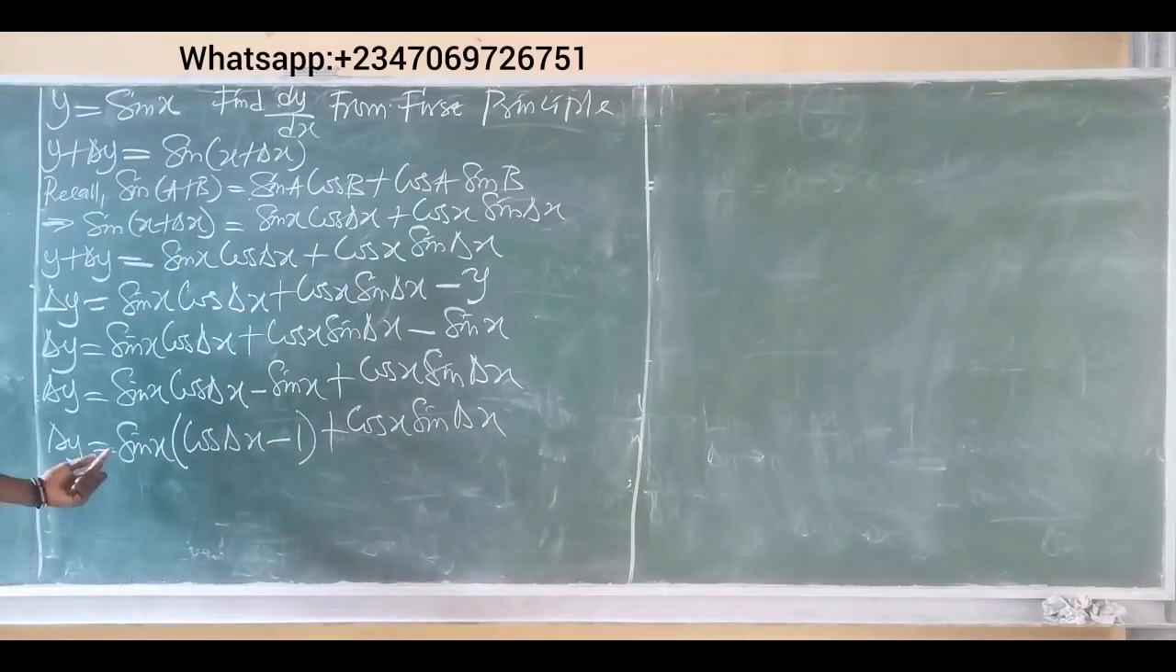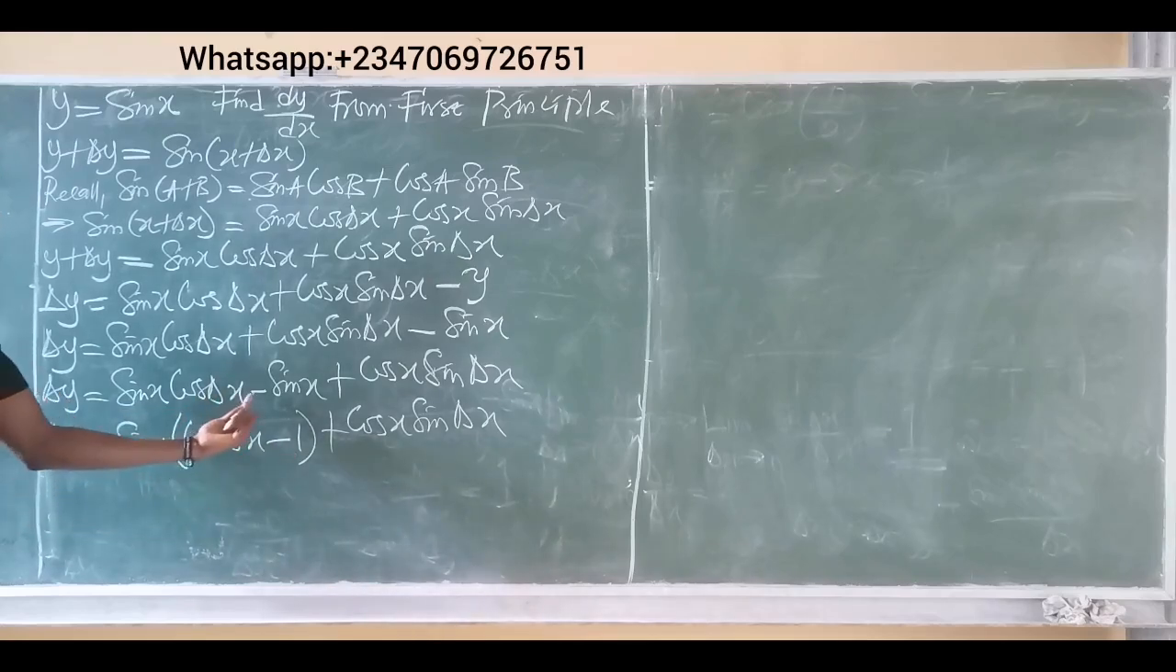So observe that sin x multiplies cos(change in x). That simply gives us what? Sin x cos(change in x). Again, sin x multiplies by negative 1. That gives us negative sin x. So which means our equation is in order.